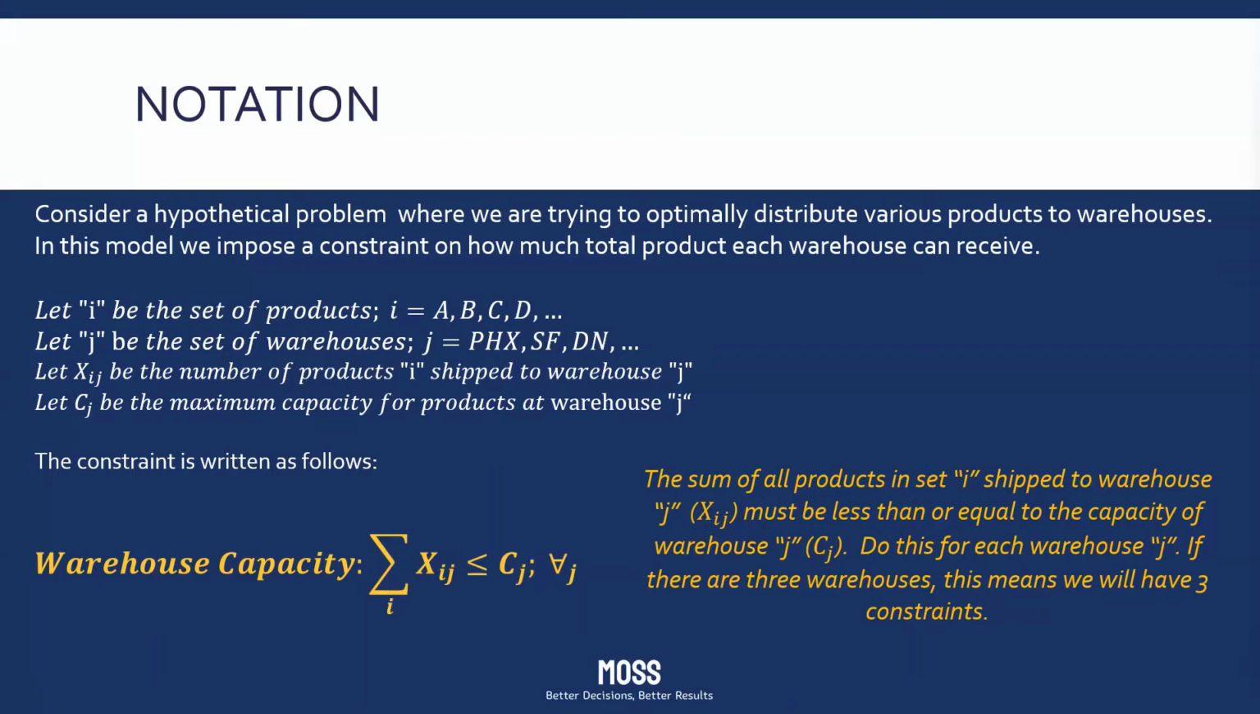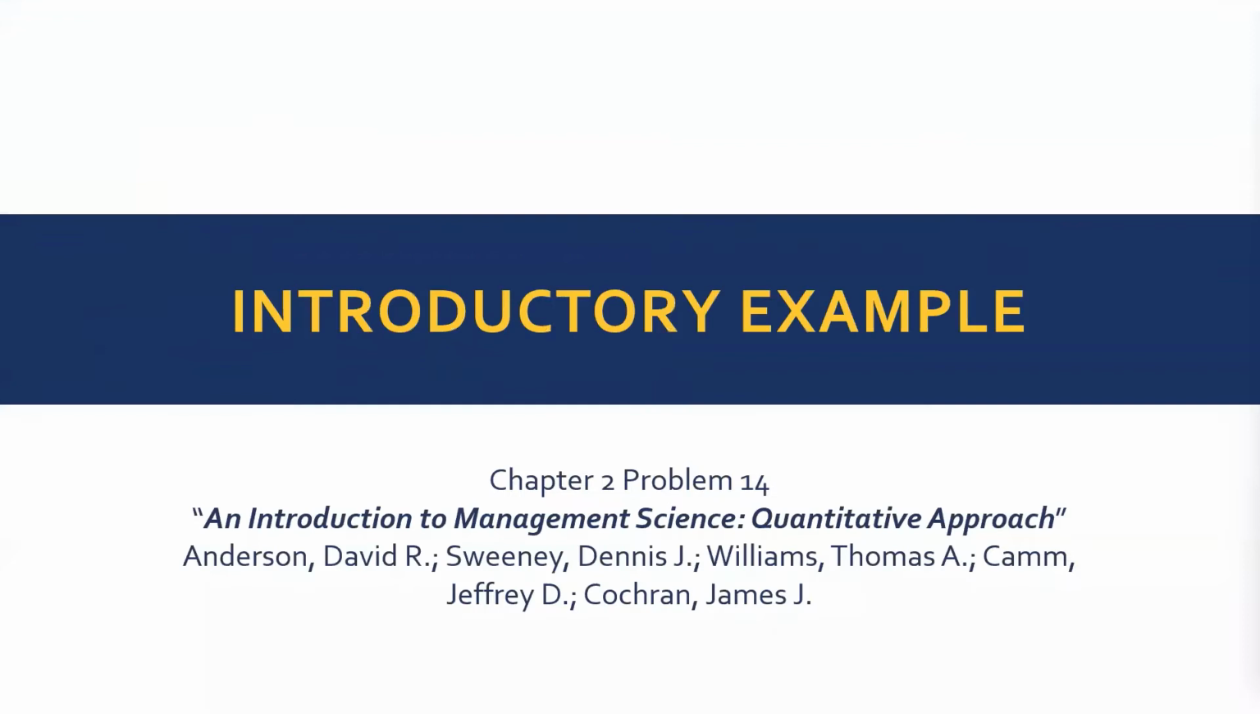So I know that that might be somewhat confusing, but again, this will become a lot easier the more we practice this in example problems. And with that, we are going to jump into our first introductory example problem and try and bring all of this together. We are going to be doing a problem from a book called Introduction to Management Science, a Quantitative Approach by David Anderson. And this will be problem 14 in chapter 2.